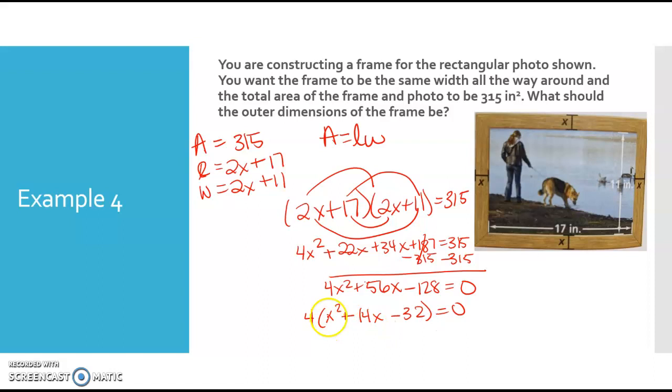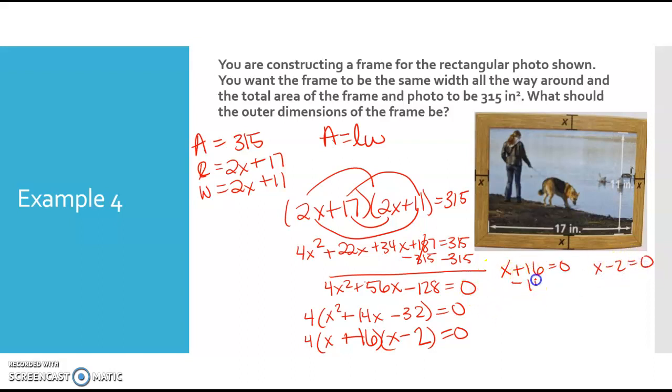We have that 1 there, so I know that it's going to be x and x, different signs, positive, negative. And then what multiplies to 32 and subtracts to 14, and the answer is 16 and 2. Since it's a positive 14, I'm going to put the 16 with the plus and the 2 with the minus. That is all equal to 0. We can set 4 equal to 0. We're going to get nothing from it, right? Because 4 does not equal 0. But I do need to set x plus 16 equals 0 and x minus 2 equals 0.